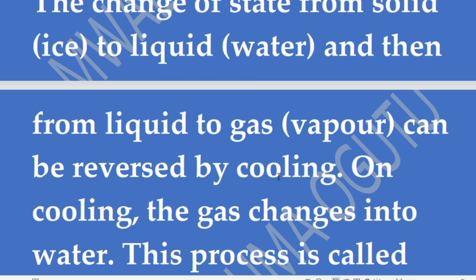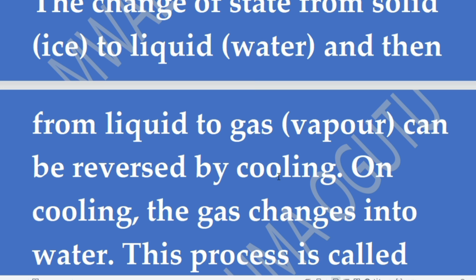So solid ice is now gaining more heat, breaking the forces holding the particles in the solid state, changing it to liquid state. Now it is water. In this case, the forces of attraction between the water particles are not that strong compared to the particles in the solid ice. So after the heat energy has broken the forces holding the water particles, it forms vapor or steam. So here we are increasing the temperature, and the reverse of it is to decrease the temperature. So we are saying it can be reversed by cooling.